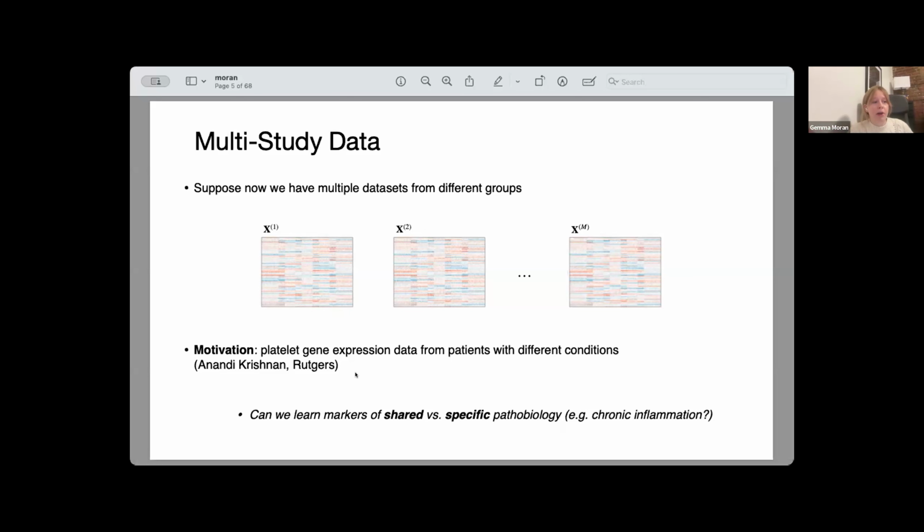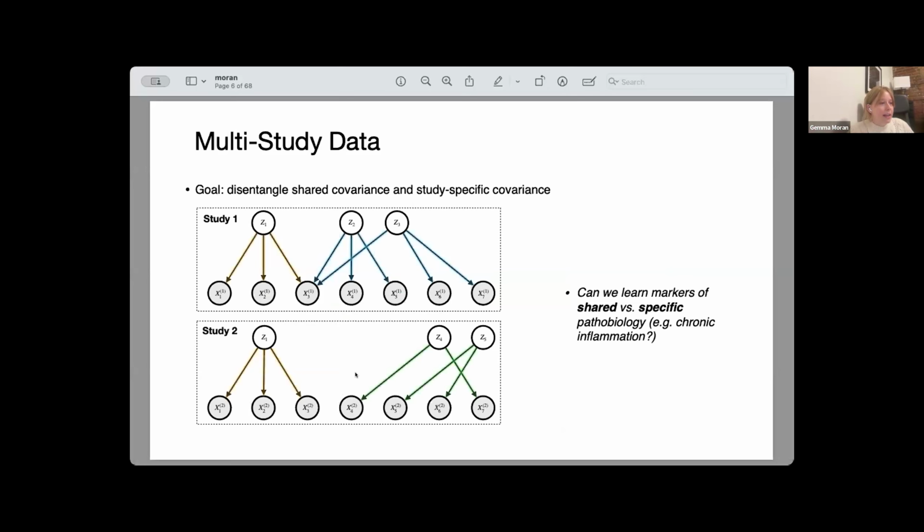We're also interested in this multi-study setting where we now have multiple data sets from different groups. So the motivation for this work comes from data and a study from my collaborator at Rutgers, Anandi Krishnan. She studies platelet biology and has platelet gene expression data from patients with different conditions. And the goal here is to learn some underlying markers of shared versus specific pathobiology, so some shared factors common to these different conditions versus condition-specific latent factors.